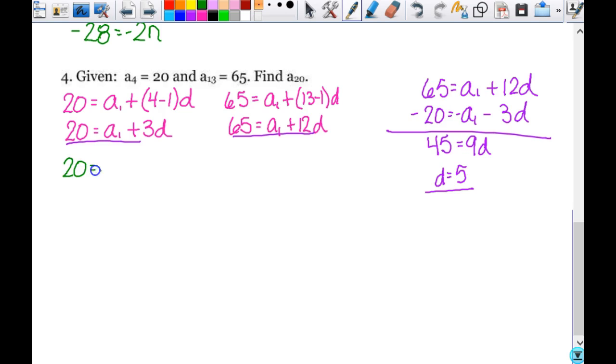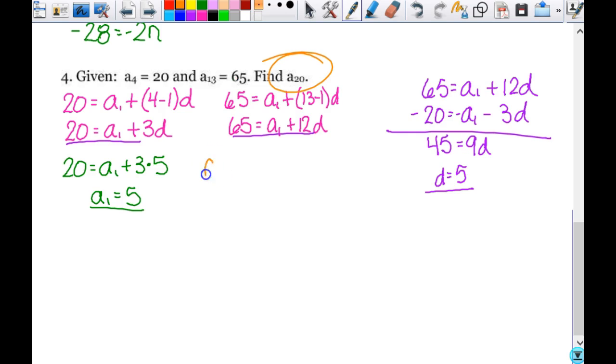So 20 is equal to a sub 1 plus 3 times d, which is 5. Well, 3 times 5 is 15. When I subtract that from 20, a sub 1 is also 5. It's a coincidence. Those two numbers are not always the same. We understand that, right? So now that I have all of that, my end goal is actually to find a sub 20. The 20th term, which I don't have.